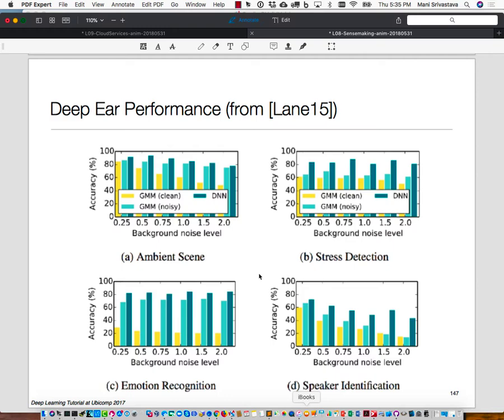In this case, GMMs do pretty well for background noise level-based ambient scene analysis. They do okay with stress, but you could see that the neural network is doing better. But particularly on this one, speaker identification, the neural network does quite well.